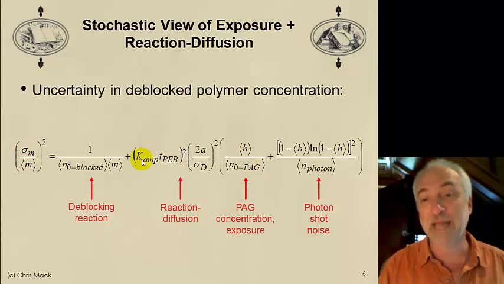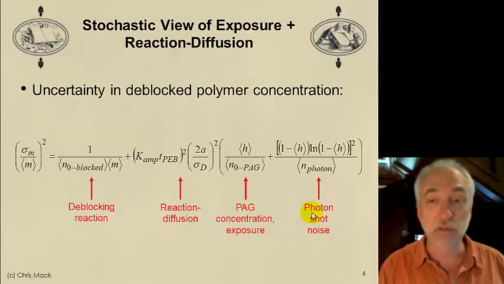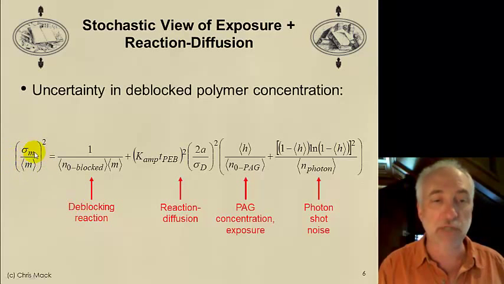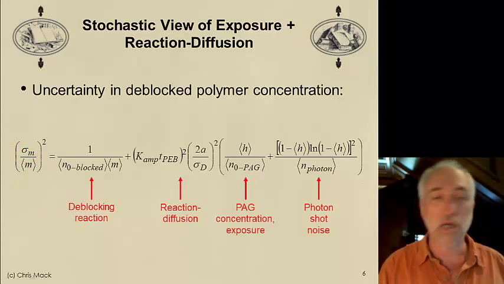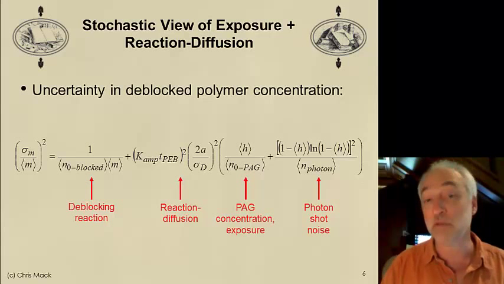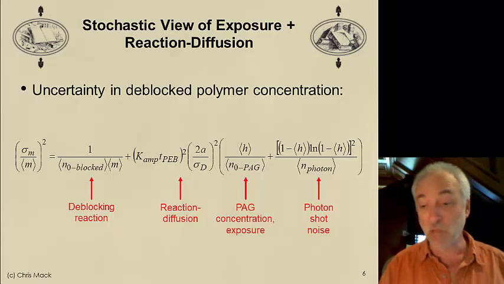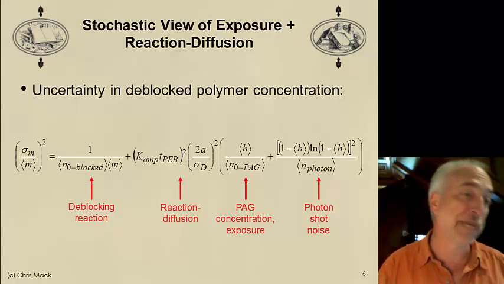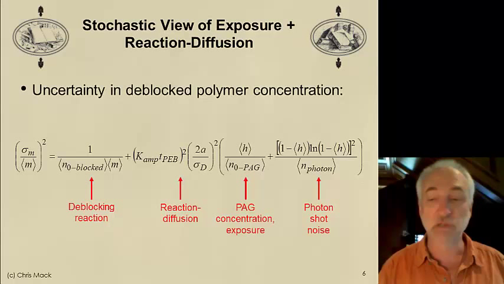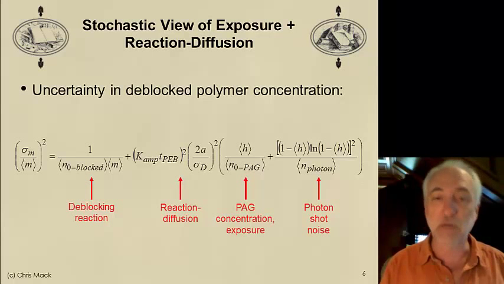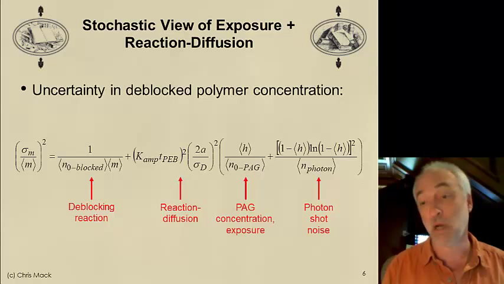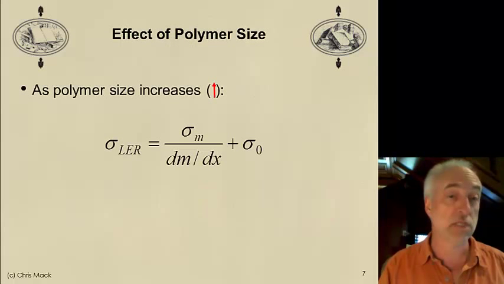And we saw that last time. I won't go through it again, but it includes things like photon shot noise and PAG concentration shot noise and reaction diffusion and deblocking reaction. And it gives us a total uncertainty in the number of protecting groups. We also have models that tell us how all of these variables affect the gradient, dm dx. So combining those two things, we can understand how overall our LER might vary with these parameters.